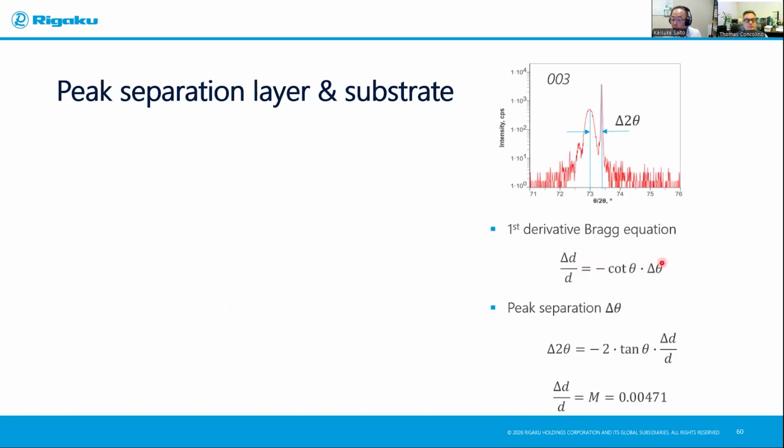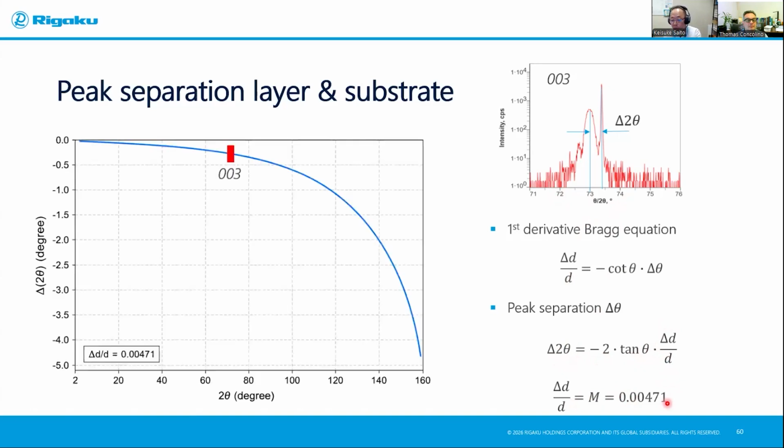And if you calculate the peak separation, now I multiplied by 2, because normally the horizontal scale is 2 theta, right? So delta 2 theta, the peak separation, equals minus 2 times tangent theta times the mismatch. So we found this is 0.0047. So putting those numbers into this first derivative formula of the Bragg equation.